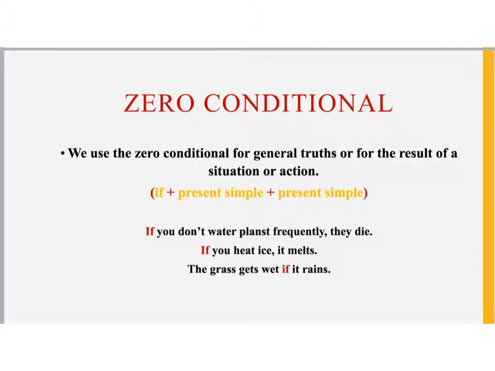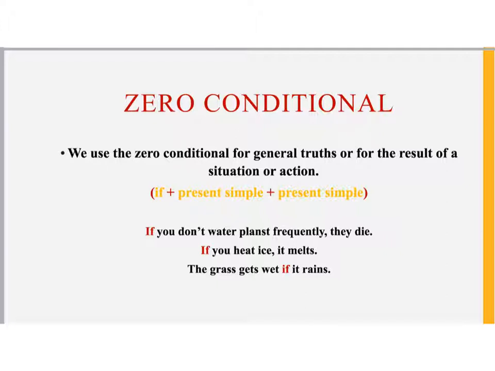We use the zero conditional for general truths or for the result of a situation or an action. The formula that we use to make zero conditional sentences is if plus present simple, and present simple in the main clause. Let's look at the example sentences. If you don't water plants frequently, they die. If you heat ice, it melts. The grass gets wet if it rains.